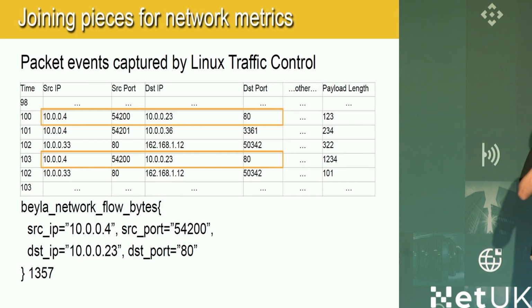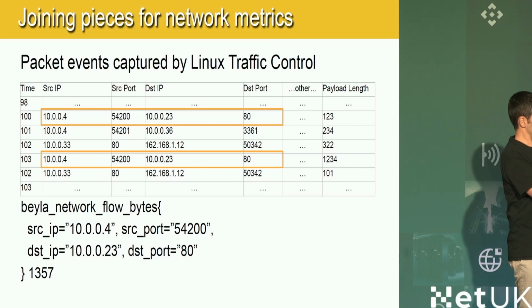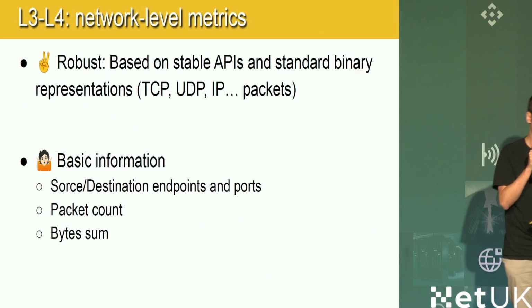You just get a count of the packet data, and you can provide a network metric, for example, from a given source IP and port to a given destination IP and port. You get a number of bytes, for example, 1357 bytes. A metric usually is a name for the metric, a set of attributes, in that case source and destination, and the value for that metric.